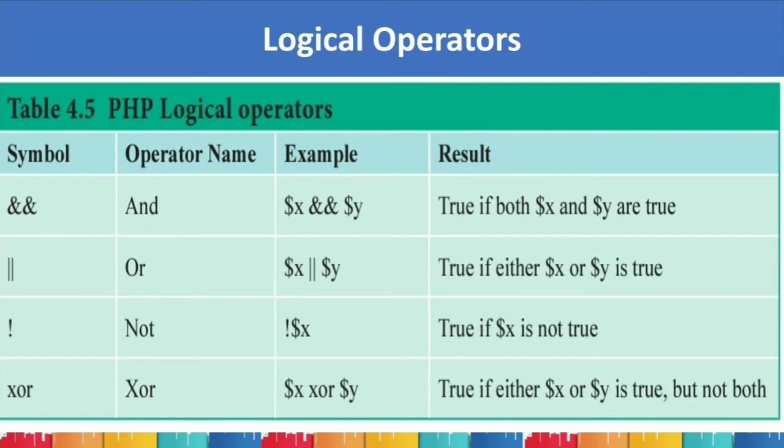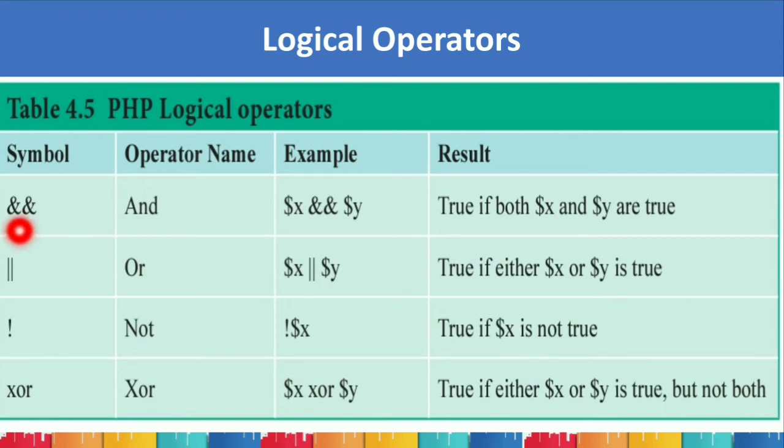So two conditions we have to combine and the result will be either true or false. These are the logical operators: and, or, not, XOR. So let's see one by one. First, let us learn about the logical AND operator.